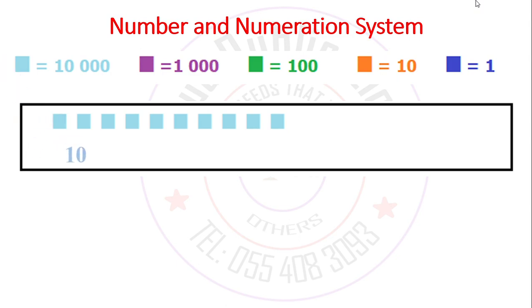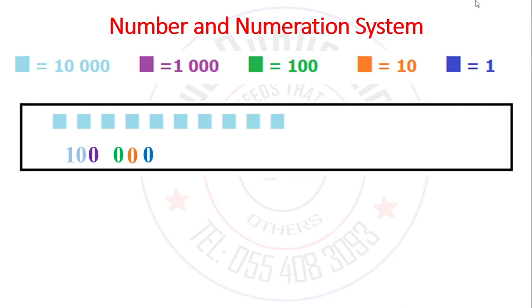Alright. How many 1,000s do we have there? No 1,000s. How many 100s do we have? No 100s. How many tens do we have there? No tens. How many ones do we have here? We have 0. So you realize that now we have 100,000.